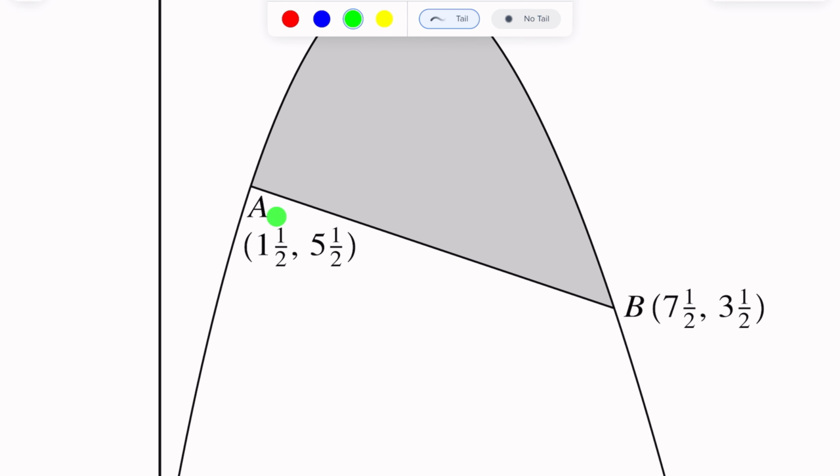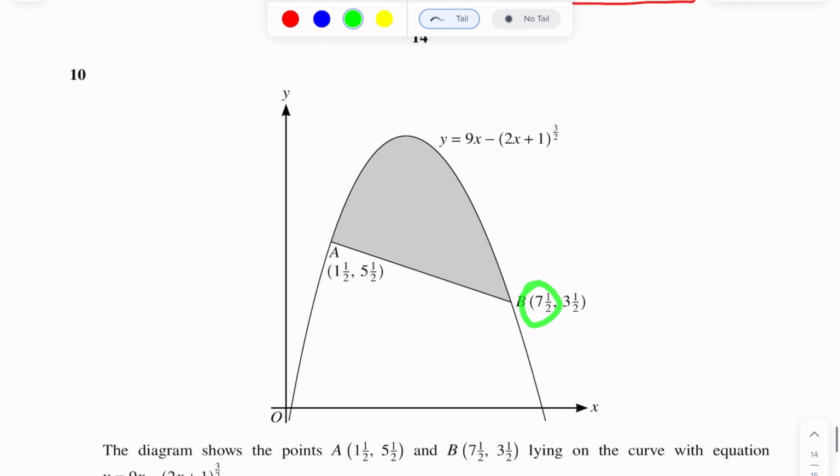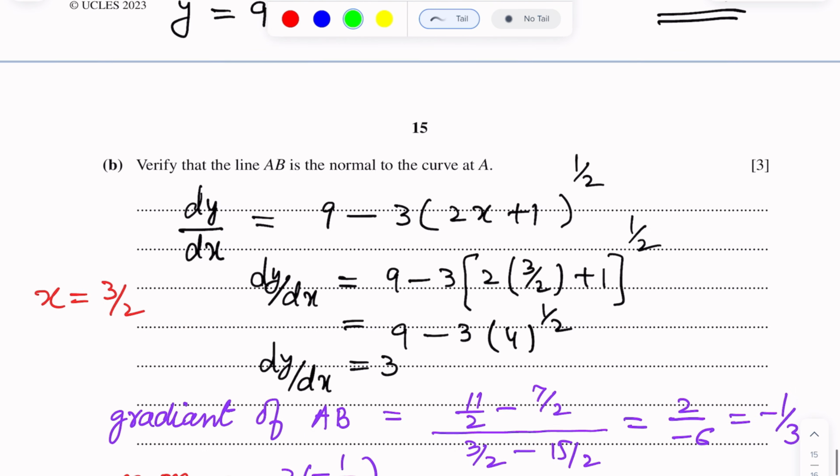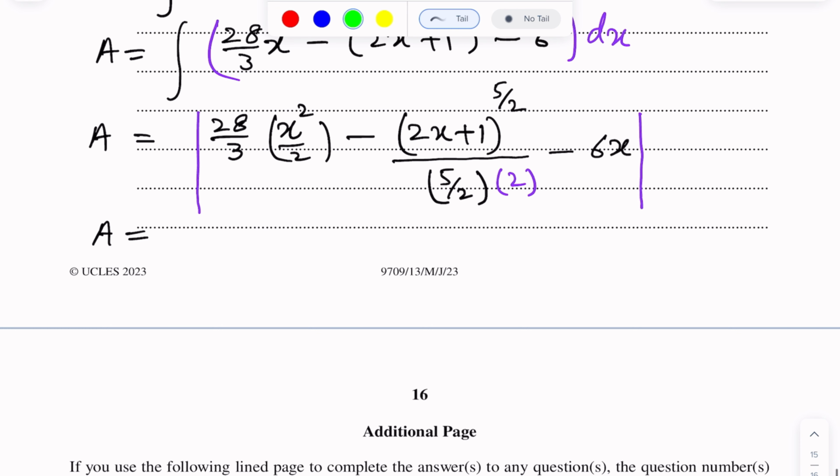We will take only the x coordinates. The x coordinate of point A is 3 over 2 and the x coordinate of point B is 15 over 2. So we are taking these x coordinates as the limits. We write here the limits: 3 over 2 is the lower limit, and the upper limit is 15 over 2.